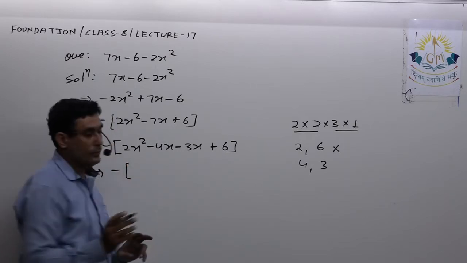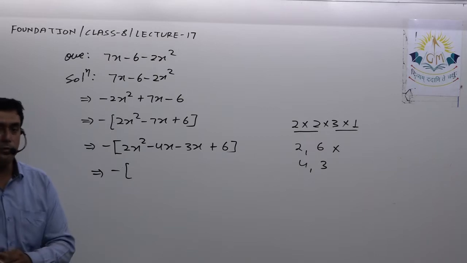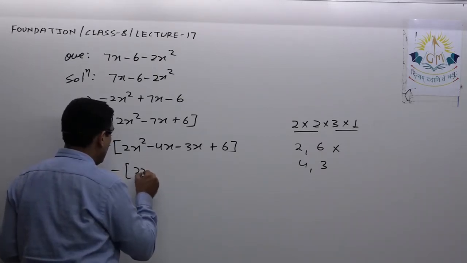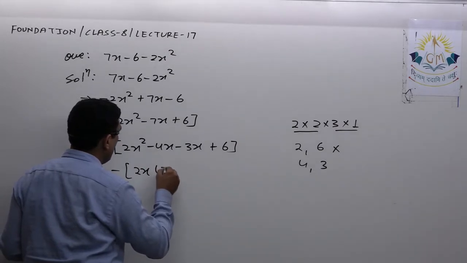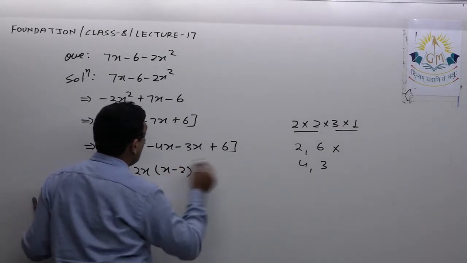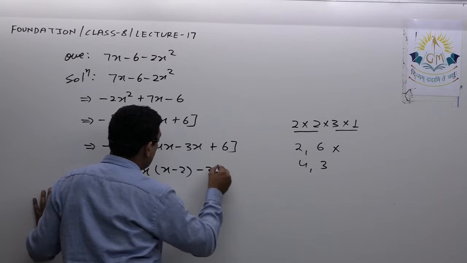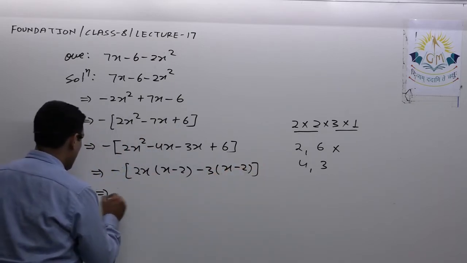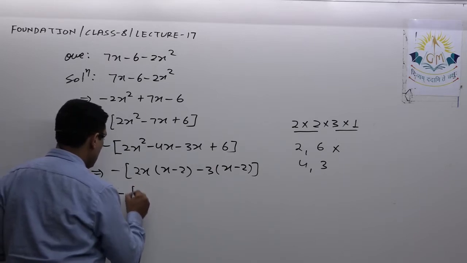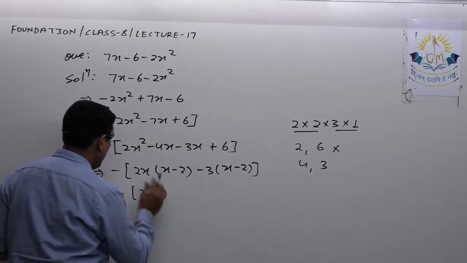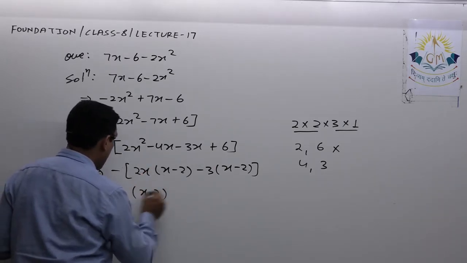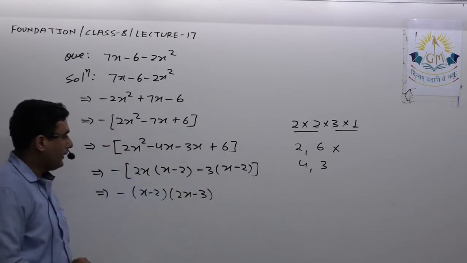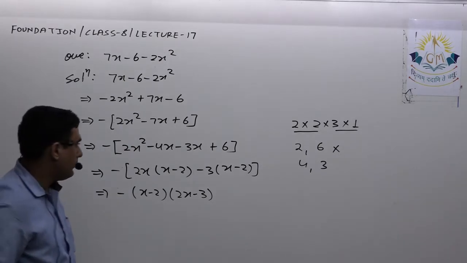Now we just have to take common from the first two as well as from the last two. From the first two I can take 2x common, so here I will get x minus 2. From these two I can take minus 3 common, again x minus 2. So here the minus sign will be there. Now here it is x minus 2, and 2x minus 3.